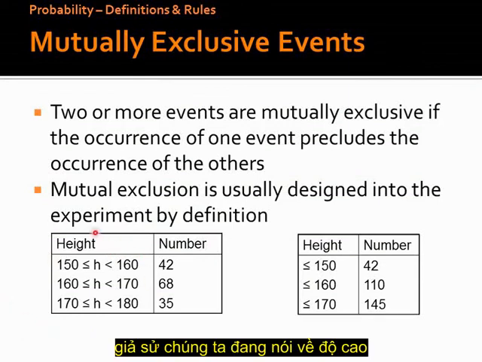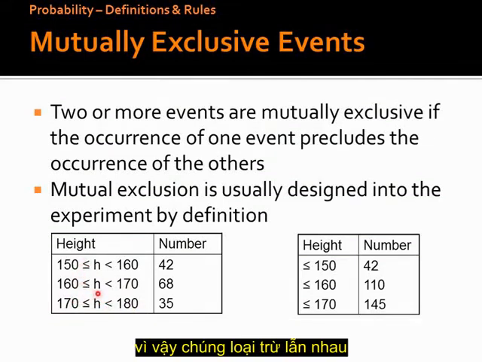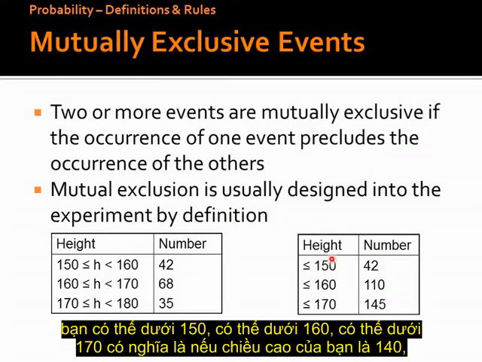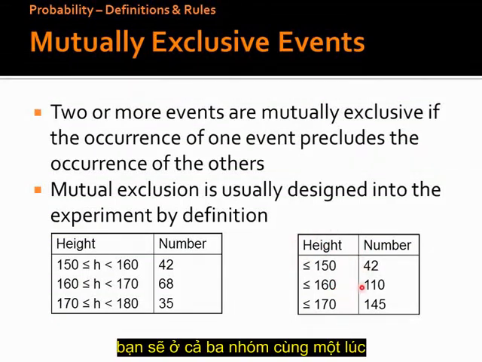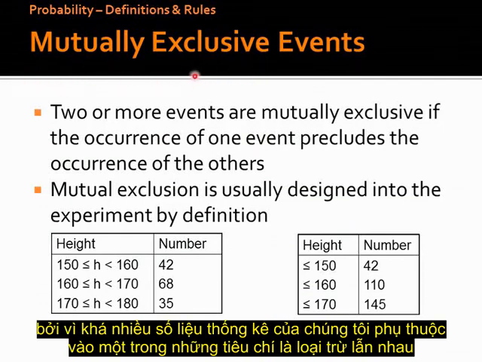Let's say we're talking about heights. Now, you can be from 150 to 160, or from 160 to 170, 170 to 180. If you're 175, you're in this group and you cannot be in the other two groups. So these are mutually exclusive. However, you could also define your outcomes to look like this. It could be below 150, below 160, below 170. That means if your height is, let's say, 140, you will be in all three groups at the same time. And this obviously is not mutually exclusive. And usually we want mutually exclusive events because quite a lot of our statistics depend upon one of the criteria being mutual exclusion.